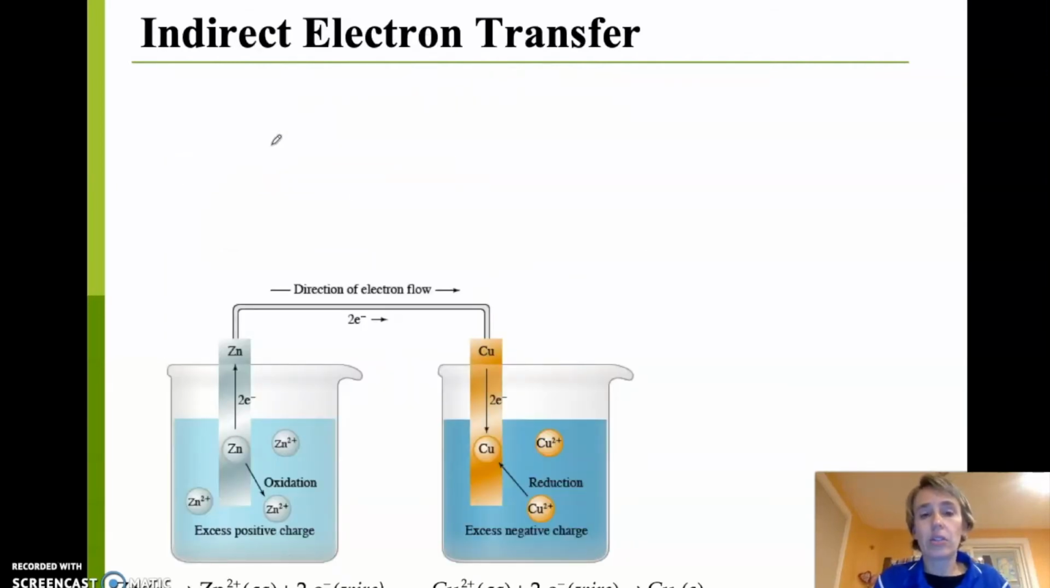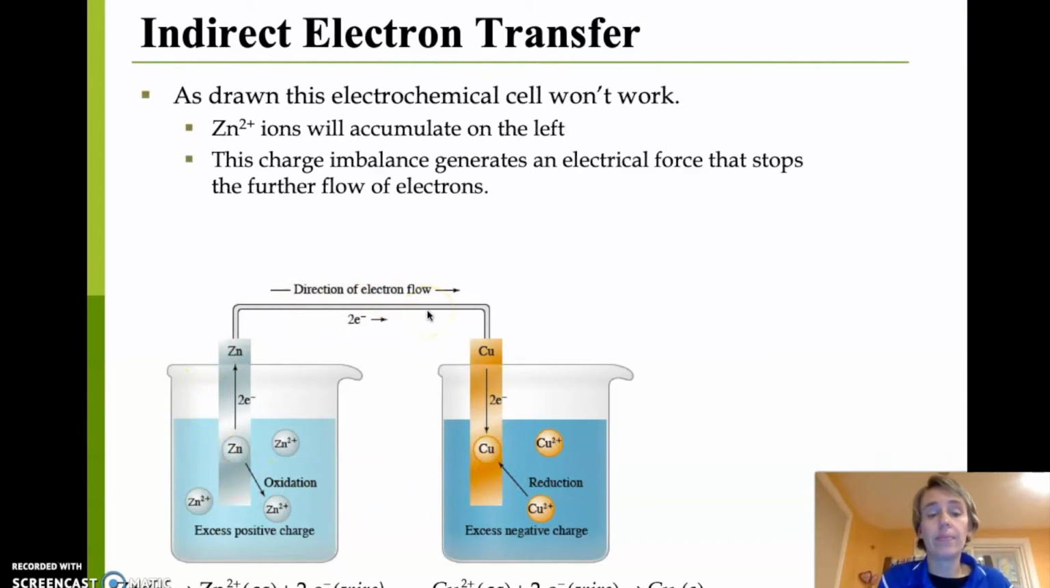So this is getting a little closer to what that would look like. With indirect electron transfer, we would have the oxidation happening in one beaker, so the zinc going to zinc 2 plus, and we would have the reduction, the copper 2 plus going to copper metal, happening in the other beaker. And so just like on the first simple diagram, if oxidation is happening on the left and reduction is happening on the right, we would get electrons flowing from left to right here. But there's a problem with my drawing.